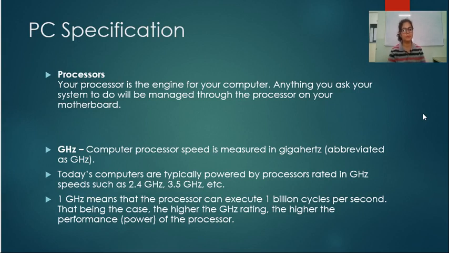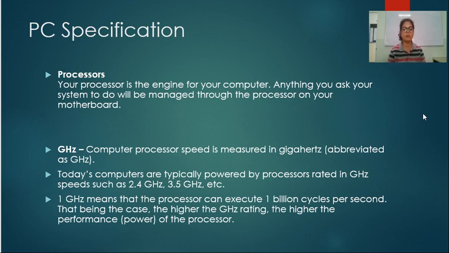So we are studying the third unit of CS2, and in the last lecture we have studied about hardware and software. What is hardware, what is software, what comes under hardware and what comes under software. After that we have started with PC specification. So what is a PC and what are the features that we have to study regarding the PC? That all comes under PC specification.